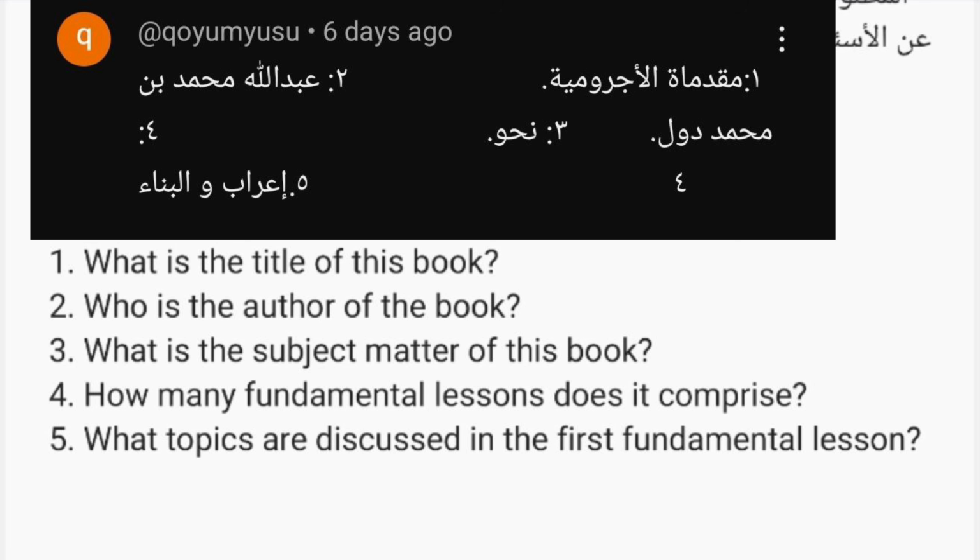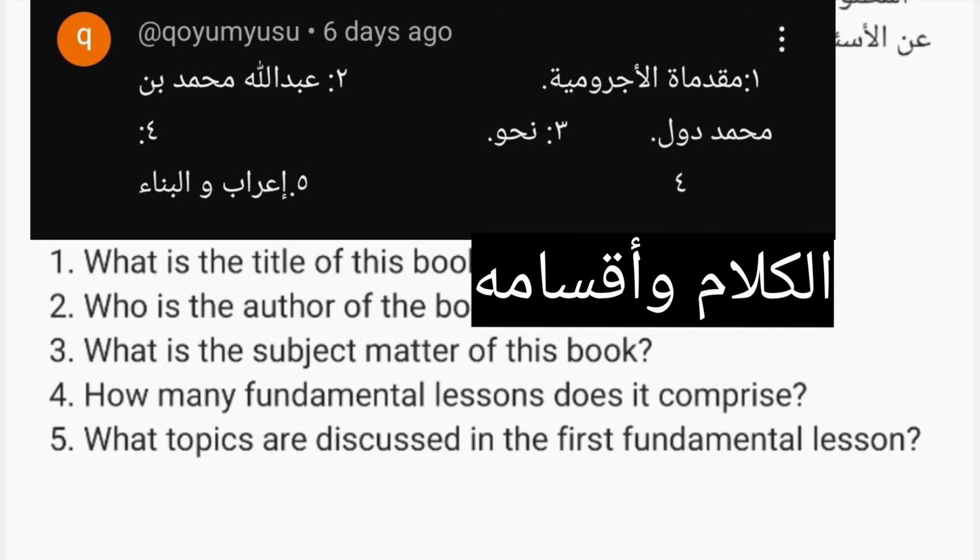What is the subject matter? Naḥu, labas. How many fundamental lessons does it comprise? 9. And what topics are discussed in the first fundamental lesson? It is al-kalam wa aqsamuhu.